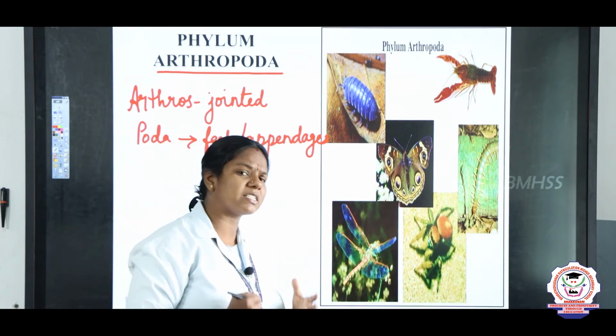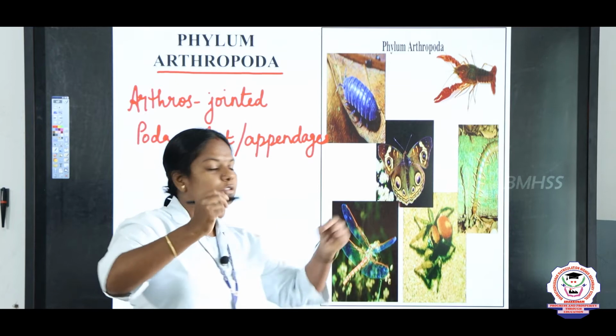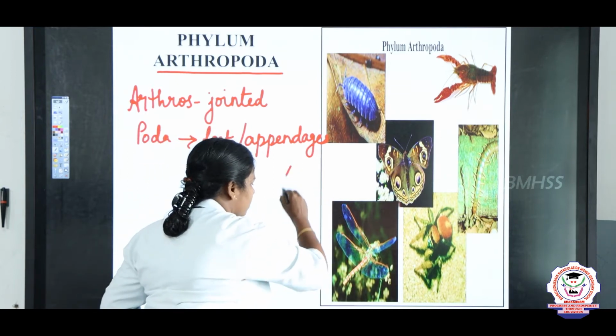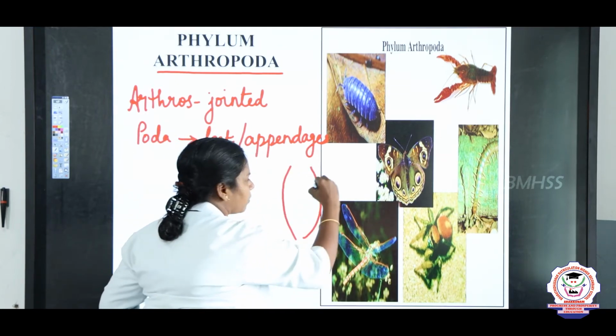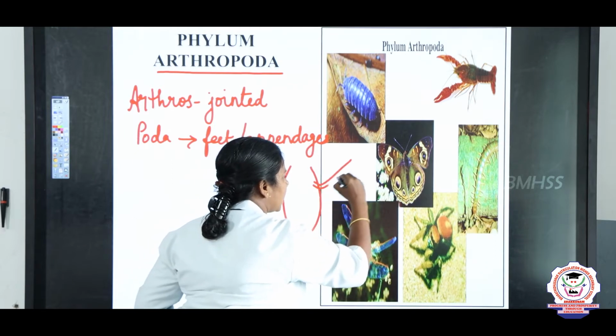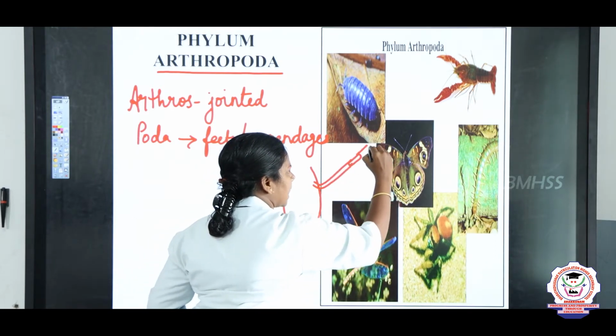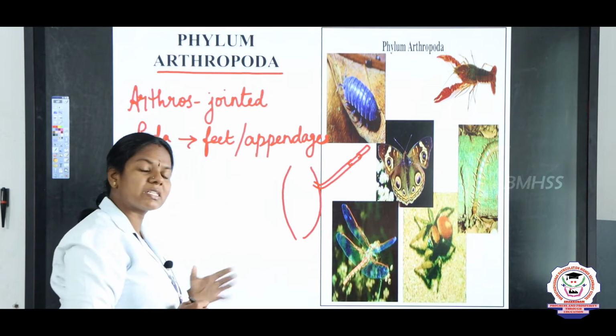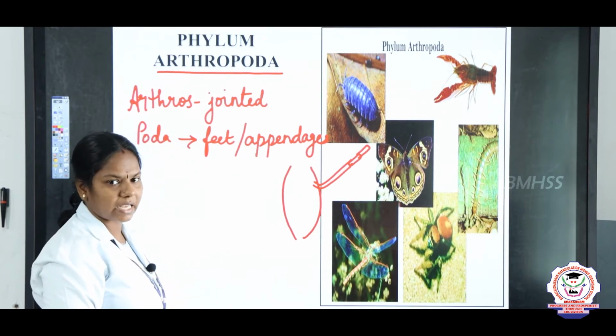Just imagine a cockroach. You can see the body segments that are joined. Suppose this is the body of the cockroach. From the body we can see the legs, right, which arise in segments. So this is the best example for jointed segmentation.